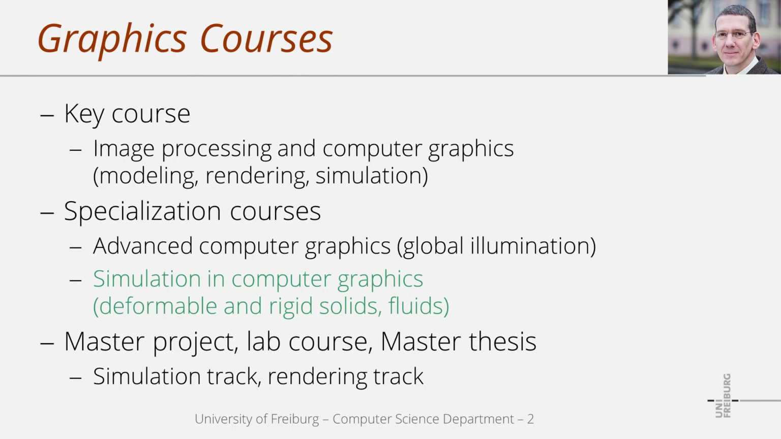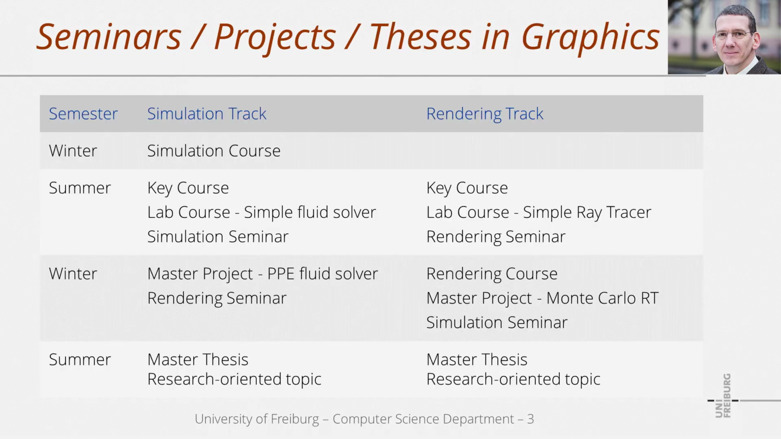In addition to these courses, we also offer seminars, an animation seminar and a rendering seminar, and we also offer all types of projects and theses. We offer bachelor projects, master projects, lab courses, bachelor and master theses. And in terms of the projects and theses, we distinguish two tracks, a simulation track and a rendering track. When interested in graphics at the University of Freiburg, you can either focus on simulation or on rendering.